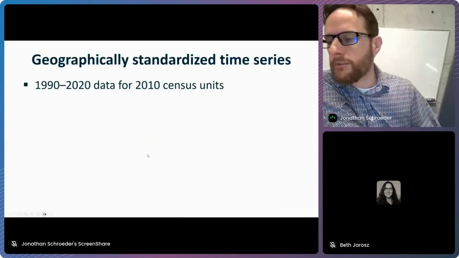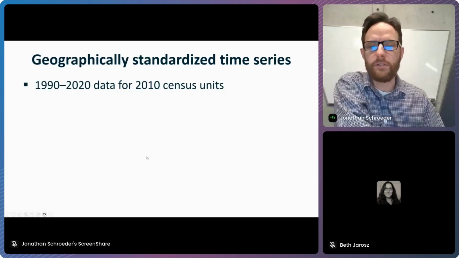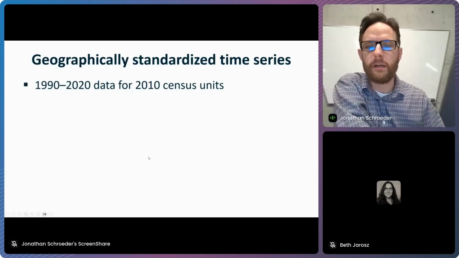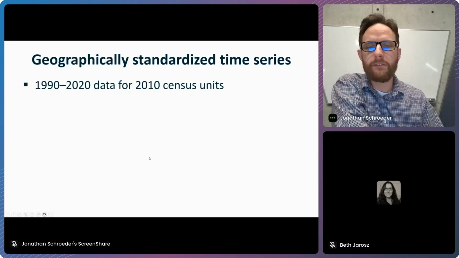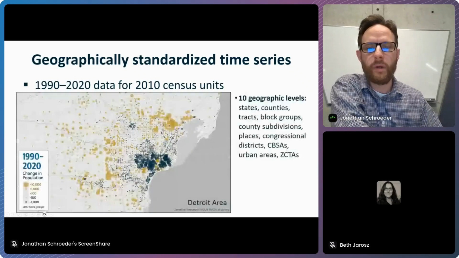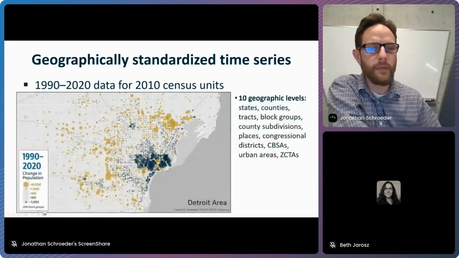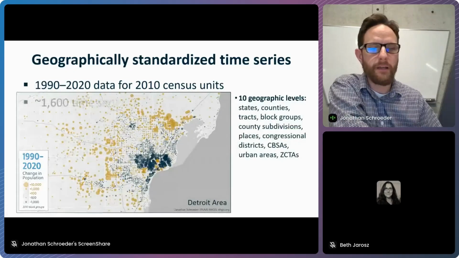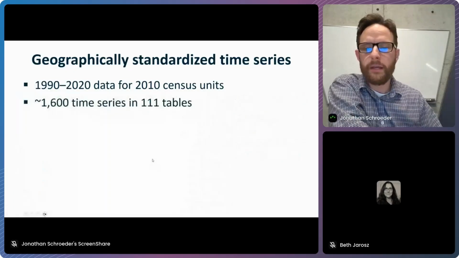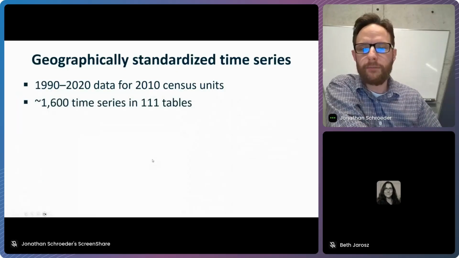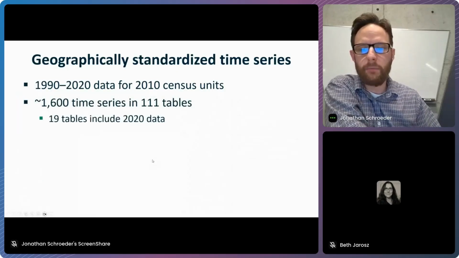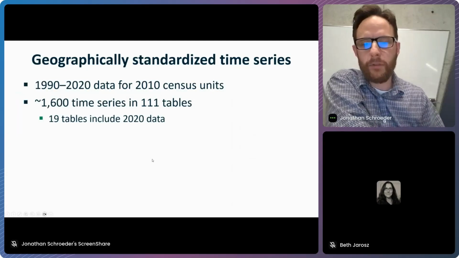I've got just a few minutes remaining. I'll try to fit in time for questions, so I'll rush through the remaining slides here. Our geographically standardized data cover 1990 to 2020 data for 2010 census units for 10 different geographic levels, including block groups, like that map. There's a lot of different time series and 111 tables, including 19 tables that already include the 2020 census data.